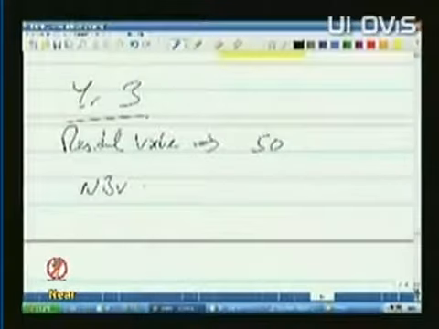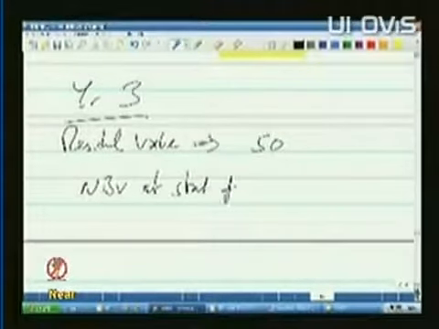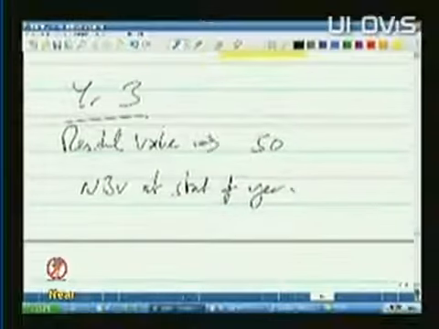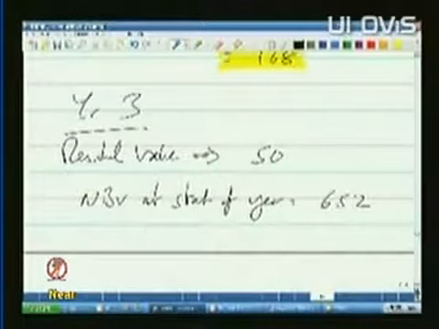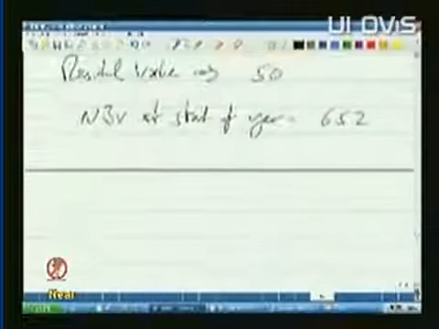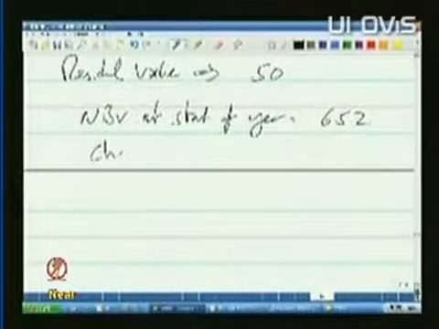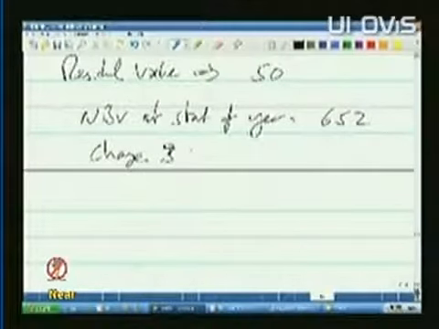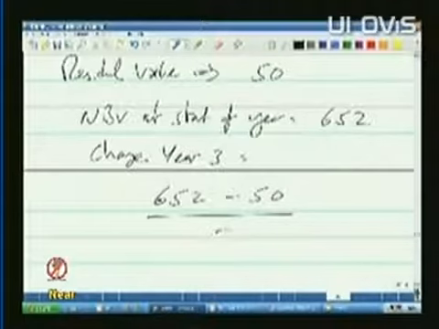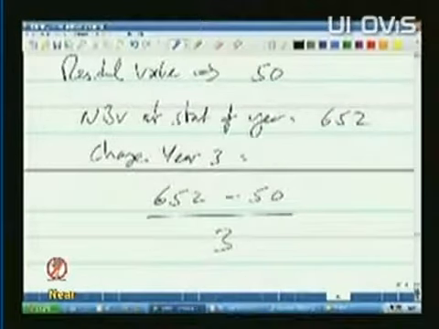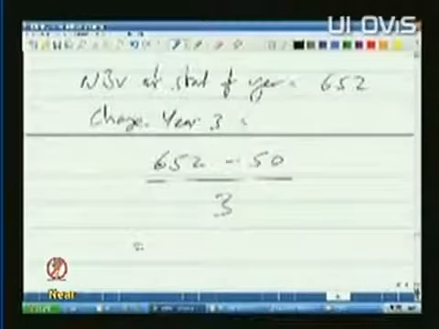The net book value at the start of the year would be 820 minus the 168, so it's 652. So it's the original 1,000 minus the 180 depreciation in the first year minus the 168 depreciation in the second year. So the charge for year 3 is going to be 652 minus 50 divided by the remaining life, which is 3. So 652 minus 50 divided by 3 actually takes us now to a charge of 201.